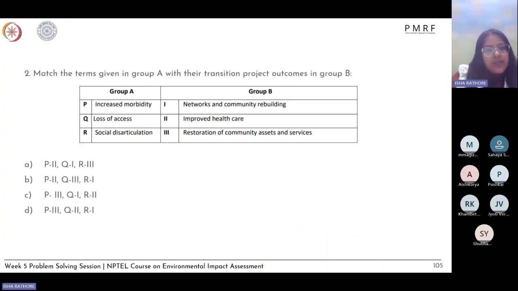Okay, so moving on. Match the terms given in Group A with their transition project outcomes in Group B. In Group A, we have the negative terminology related to the land acquisition and rehabilitation process. And in Group B are the transition project outcomes which can be undertaken to show that the land acquisition and resettlement is being moved towards a positive connotation. We discussed this before beginning the resettlement lecture unit.